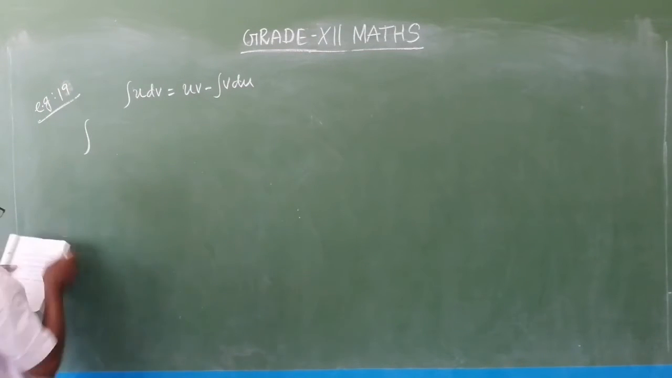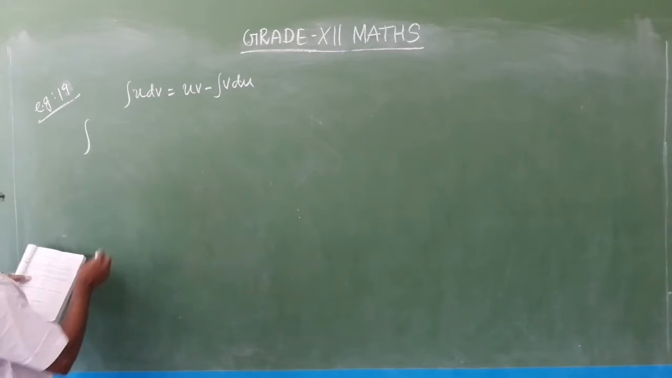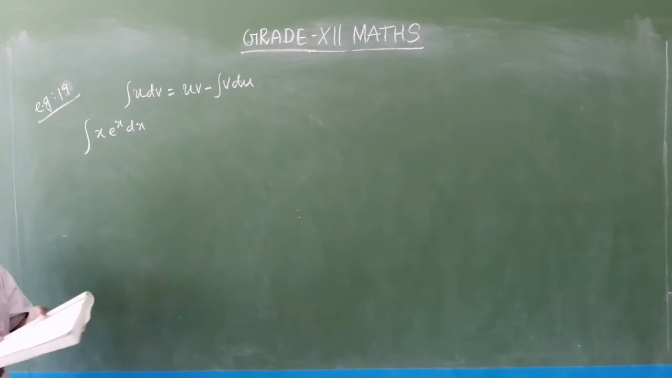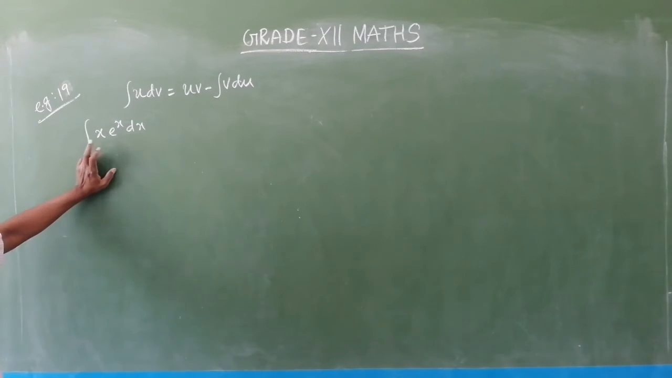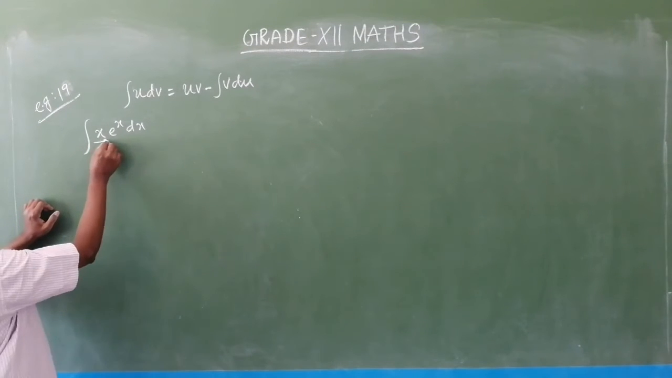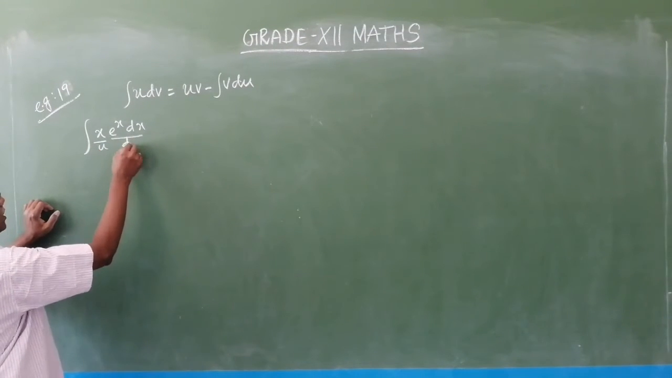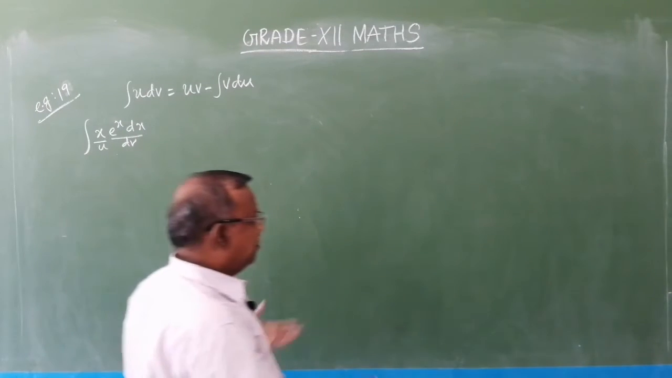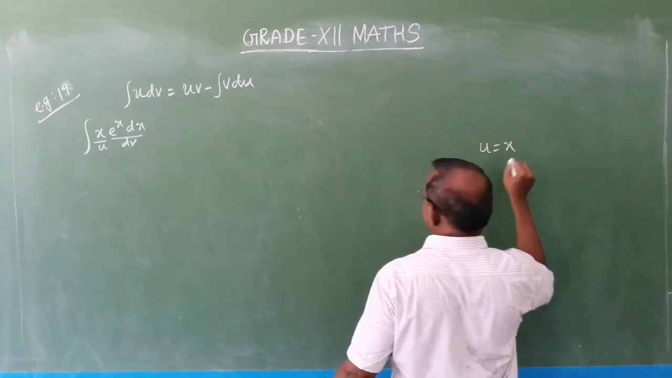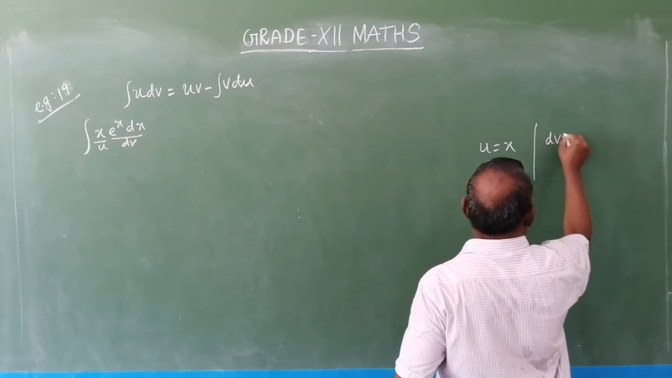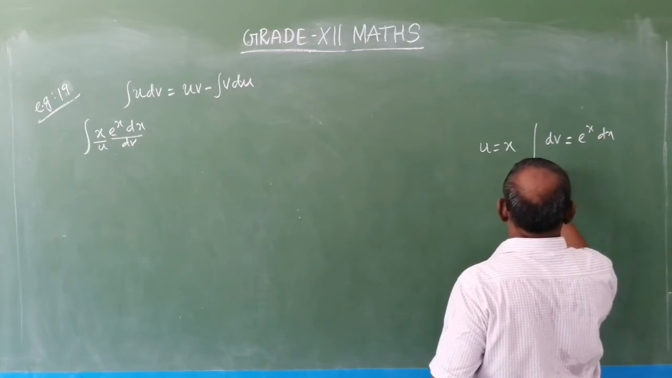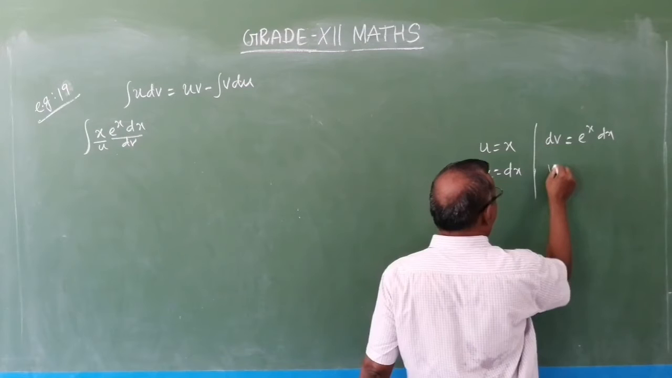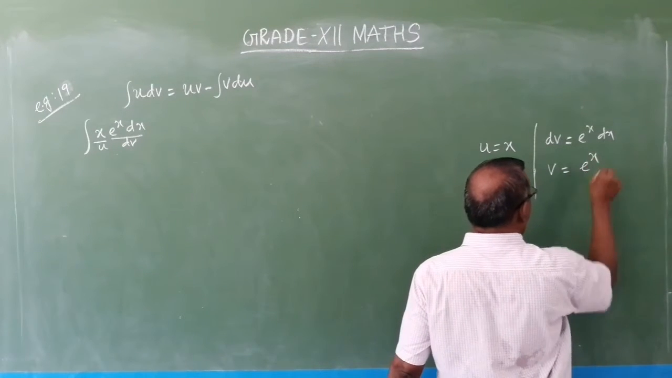So, 19. Find integral of x into e power x into dx. In this case better choose x as u and e power x into dx equal to dv, because while we differentiate x, the power will be reduced. So u equal to x and dv equal to e power x into dx. Now differentiate x, that is du equal to dx, integrating dv equal to v, integrating e power x into dx equal to e power x only.